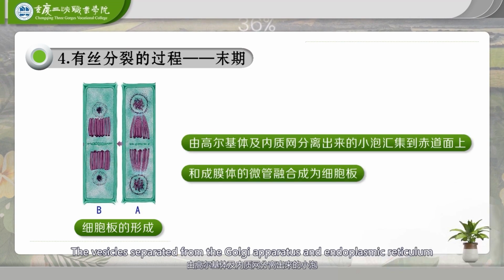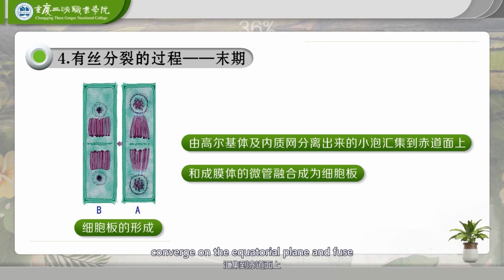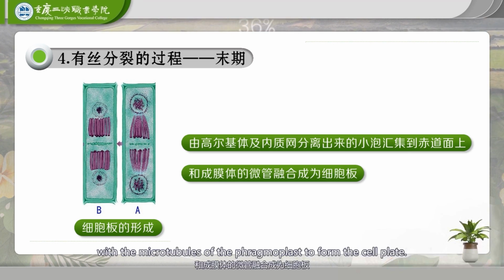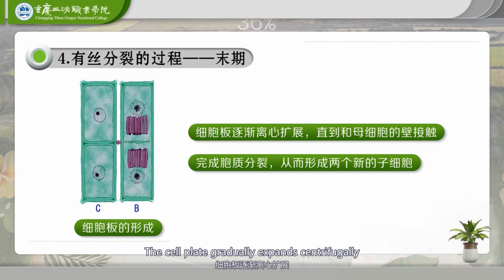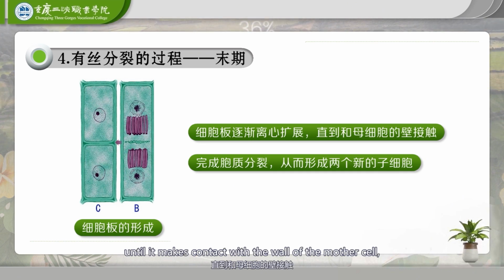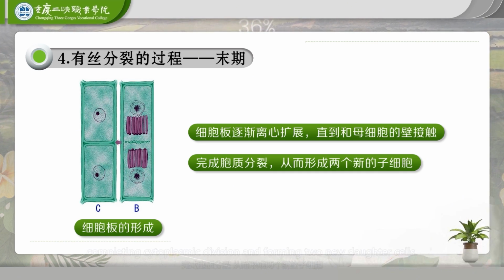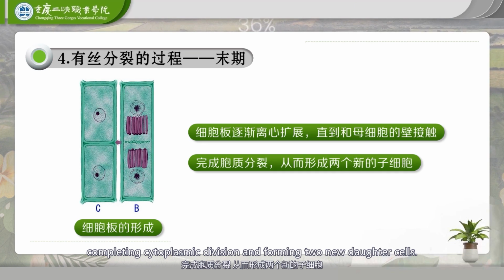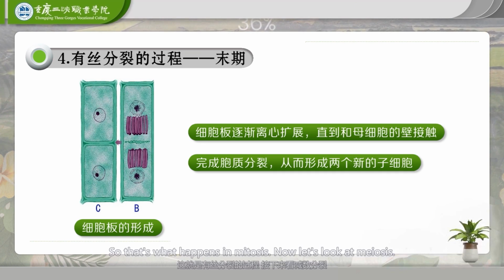The vesicles separated from the Golgi apparatus and endoplasmic reticulum converge on the equatorial plane and fuse with the microtubules of the phragmoplast to form the cell plate. The cell plate gradually expands centrifugally until it makes contact with the wall of the mother cell, completing cytoplasmic division and forming two new daughter cells. So that's what happens in mitosis.